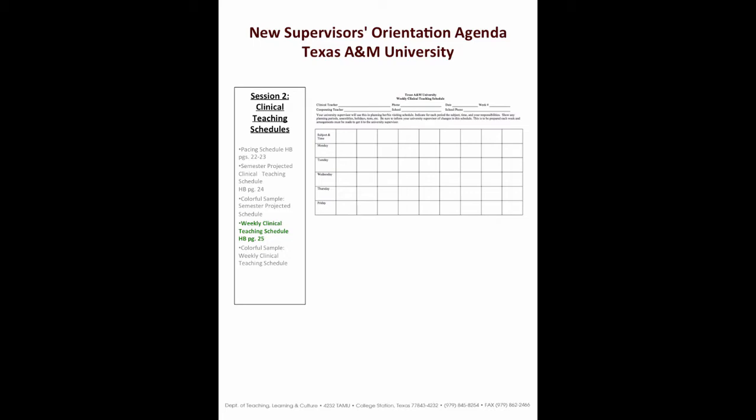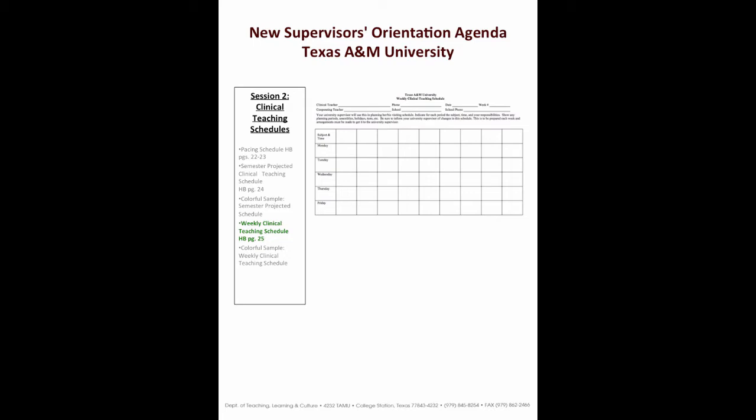This means that the first weekly schedule is due to you at the end of the first week and reflects what the clinical teacher is teaching the following week, which would be week 2. This same procedure is followed for each of the remaining weeks. The clinical teachers may compose an electronic replica of this chart or make hard copies of the blank chart and fill in the needed data by hand.